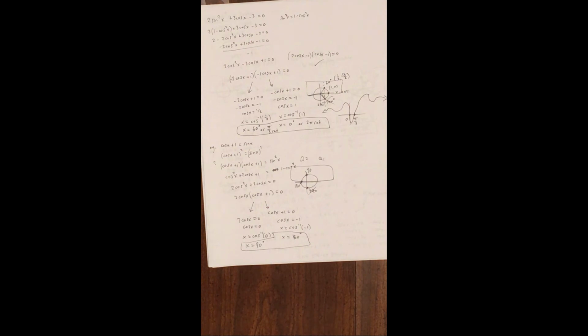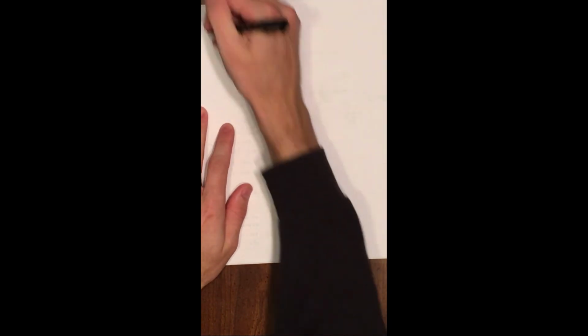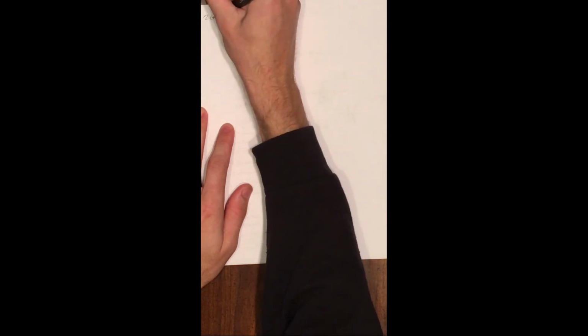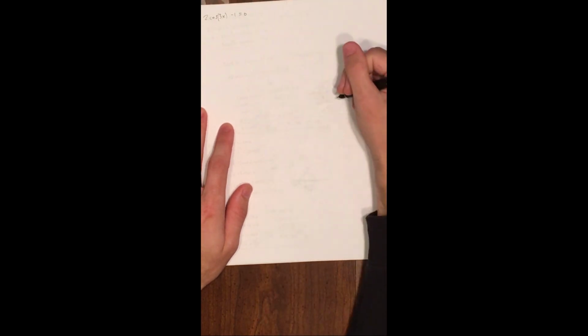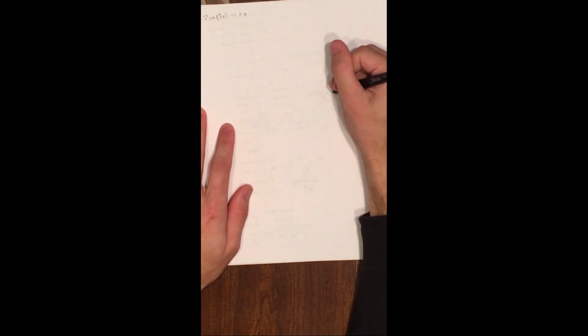Okay. The next two problems use something called multiple angles, where we have not just cosine of x, but what if we have cosine of 3x? As in cosine of parentheses 3x. Whatever our input is being multiplied by 3. So here's our problem. 2 cosine of 3x minus 1 is equal to 0.